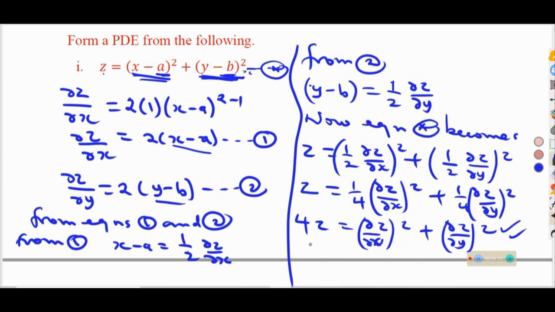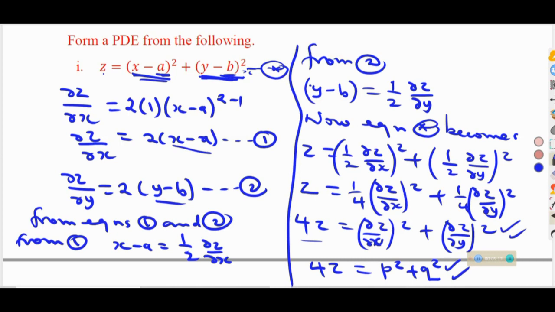Similarly, someone can represent this one in terms of p and q, as we had seen earlier on how we can conveniently represent del z del x and del z del y. So using the same technique, where we have del z del x, we shall put p, and del z del y, we shall put q. So we can represent this as 4z, which is equal to p squared plus q squared. So this and this are two equivalent equations, and that will be the partial differential equation we shall form for part 1. So that would be part 1.